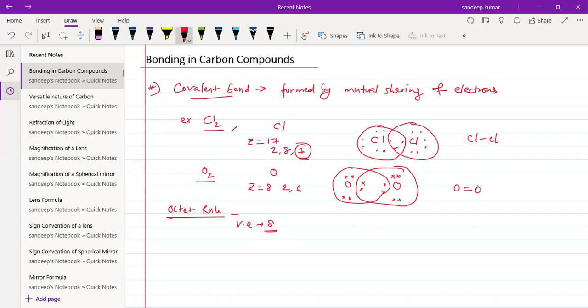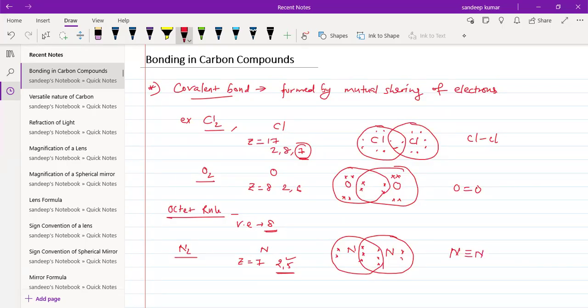Next we have the example of nitrogen, N2. The atomic number of nitrogen is 7. Electronic configuration 2, 5. So 5 valence electrons are there, right? The other atom also has 5. Now each has 5 valence electrons, so it needs another 3 electrons. It will take them from the other atom and become stable. Between the nitrogen atoms, 3 pairs of electrons are shared: 1 pair, 2 pair, 3 pair. That's why we say it is a triple covalent bond.